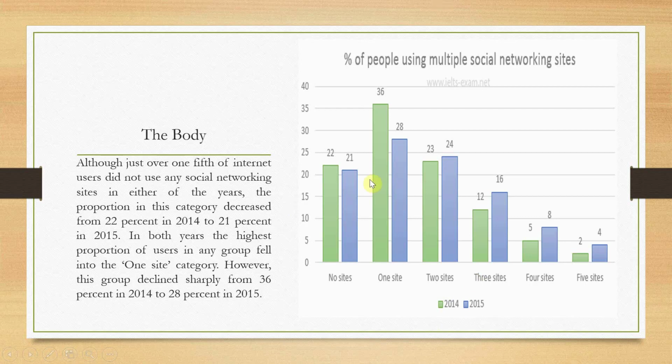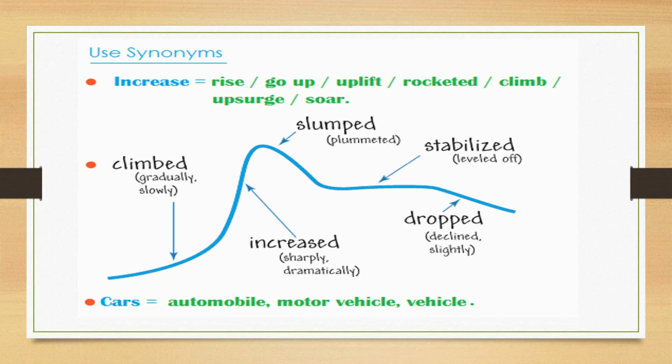And in both years, the highest proportion of users in any group fell into the one-site category. As I said earlier, you have to highlight the significant ones, the ones that are eye-catching. However, this group declined sharply from 36% in 2014 to 28% in 2015. On the next body paragraph, you can give the details of it.